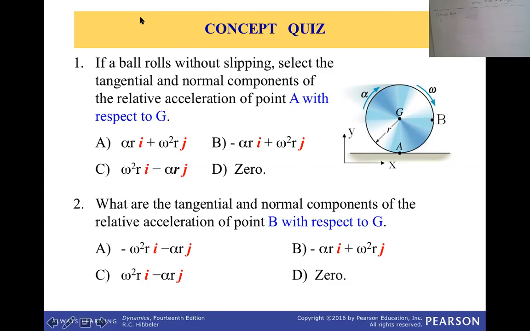All right, so you all say B and A, okay? And then again, you are right on this one, on this two. So, the relative acceleration of point A with respect to G, that means you are doing A sub A minus A sub G, okay? I can start from the original expression.